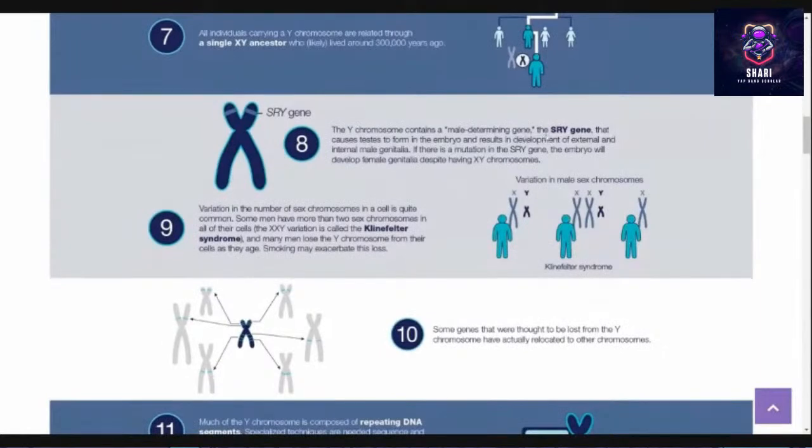The Y chromosome contains a male-determining gene, the SRY gene, that causes testes to form in the embryo and results in development of external and internal male genitalia. If there is a mutation in the SRY gene, the embryo will develop female genitalia despite having X and Y chromosomes. I'm not going to get into that last statement. That's outside of the scope of our DNA basics.